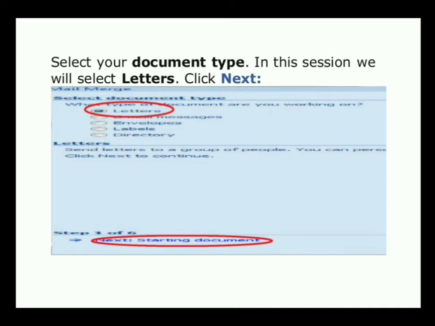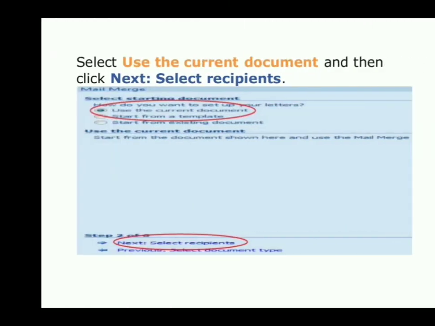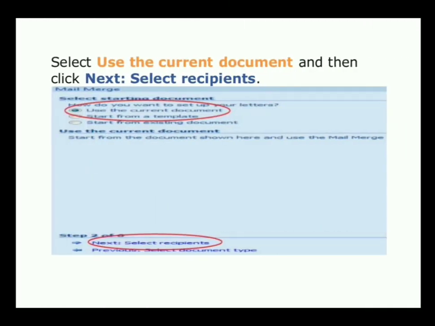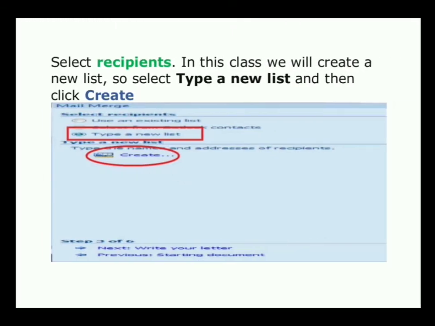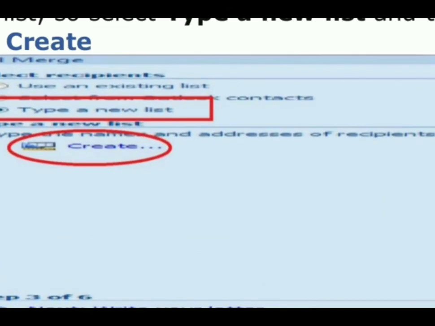Now click on Next: Starting document. Then select Use the current document and then click Next: Select recipients. After that, select recipients. In this case we will create a new list. Select Type a new list and then click Create. Here we are going to create a new list.